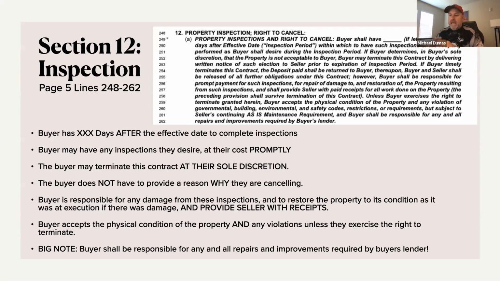See that part? That opened my eyes, and I did a lot of Google searching last night across Florida, and guess what, guys? This is the way it's supposed to be. We need to really look at how we're doing our contracts, and we're going to spend more time on that, but you really need to understand this section. That line jumped out at me like red light, red light, red light: buyer's responsible for any and all repairs and improvements required by the buyer's lender. We'll come back to that later.